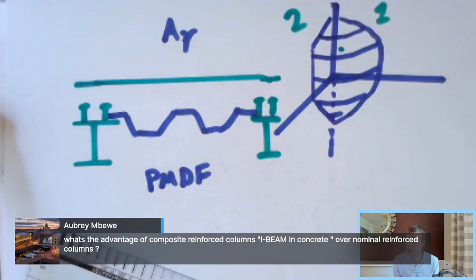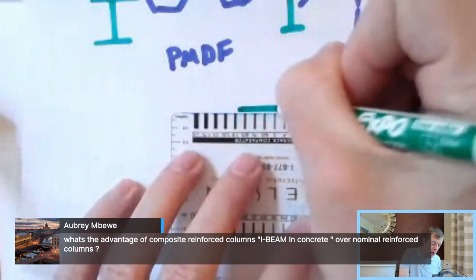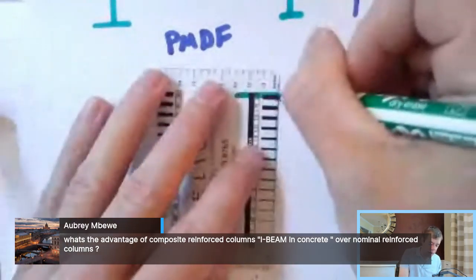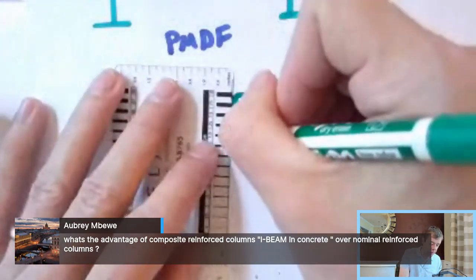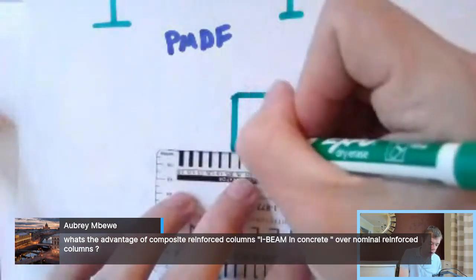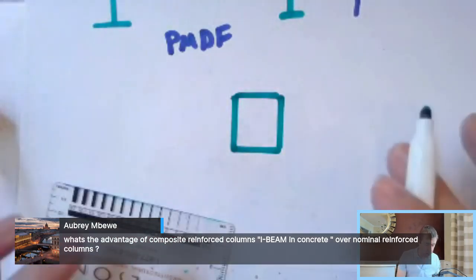What's the advantage of a composite reinforced column, I-beam, in concrete over normal reinforced columns? Composite reinforced column. So a composite reinforced column is a column made up of multiple different materials. I'm not going to draw an I-beam right now because I've never seen I-beam concrete columns used that often. I always see them to be rectangular or circular.